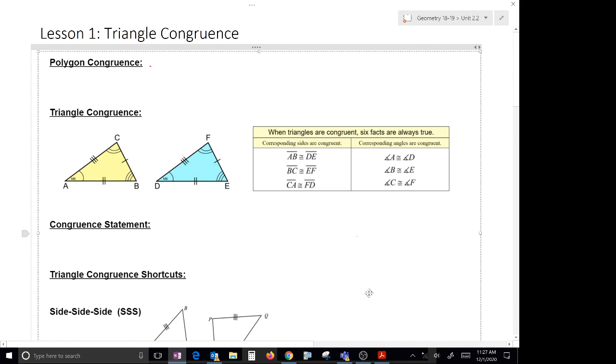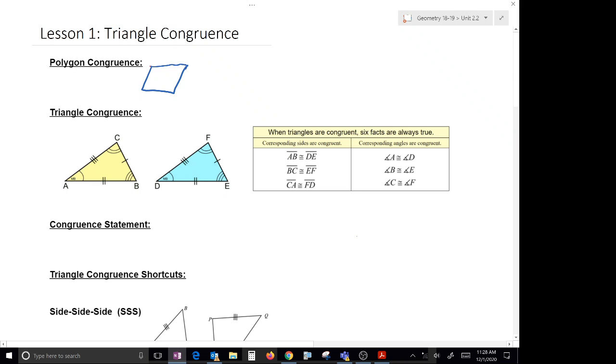Now we talk about congruence in general, or just generally in polygons. I could be talking about some sort of quadrilateral. Basically, what we mean to say that something is congruent, and we use this symbol of an equal sign with a little squiggly, that means congruent. But if we have two congruent, say, quadrilaterals, what we mean is every corresponding side is equal.